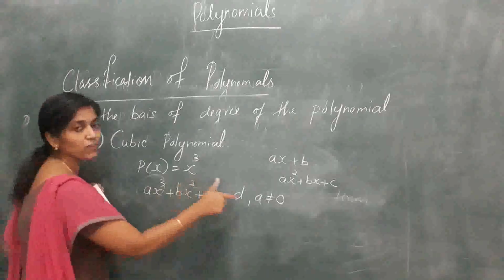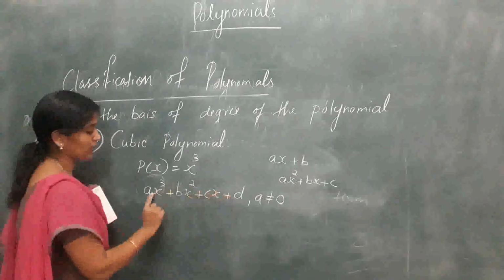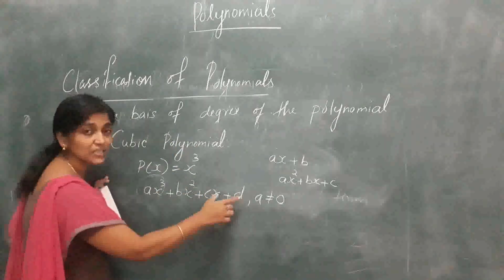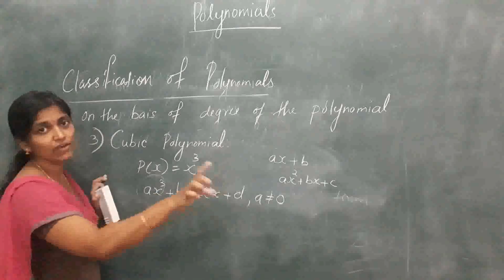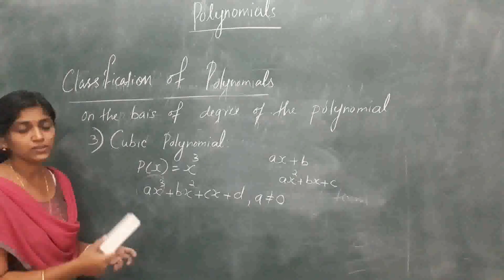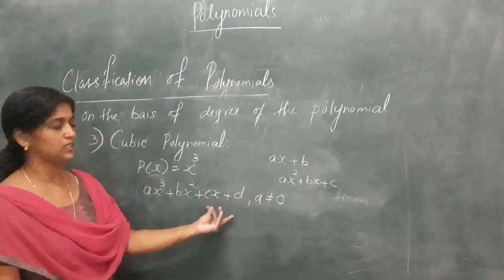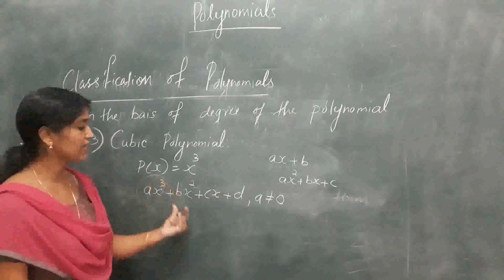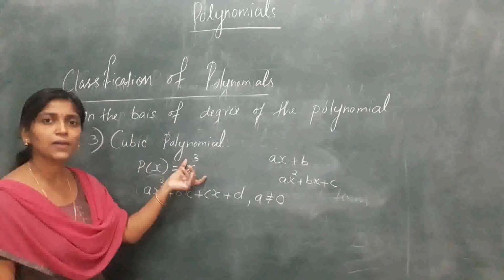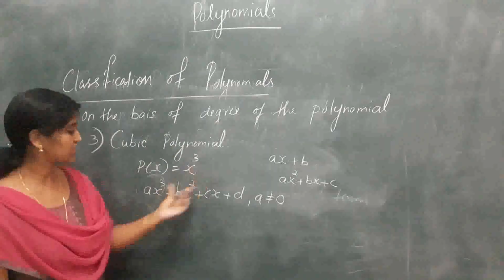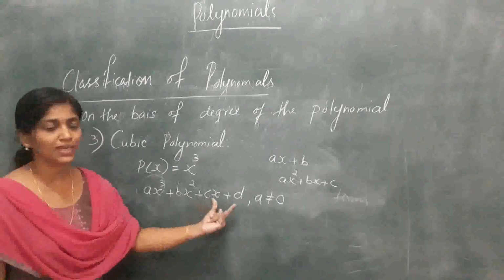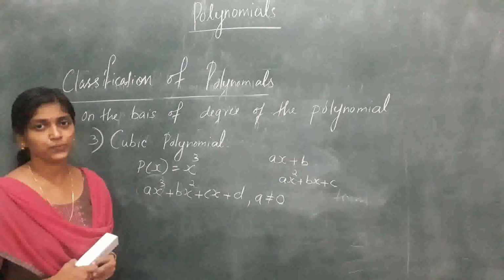So this is the general form of a cubic polynomial, and you can see how many terms it can have at most: 1, 2, 3, 4. It doesn't mean that all cubic polynomials must have 4 terms. There are cubic polynomials with 1 term, with 2 terms, and with 3 terms. It says that it can have at most 4 terms. But a cubic polynomial means a polynomial with degree 3. Its general form is ax cube plus bx square plus cx plus d, where a not equal to 0.